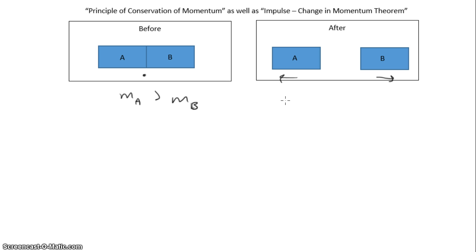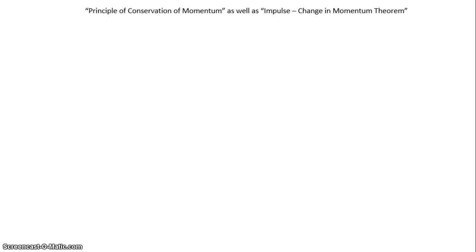The principle of conservation of momentum, or depending on how you look at the problem, the impulse-change in momentum theorem, will be the guiding factor to figure out how the after picture looks depending on these certain characteristics of the before picture. We'll go ahead and set that up. So let's go ahead and look.